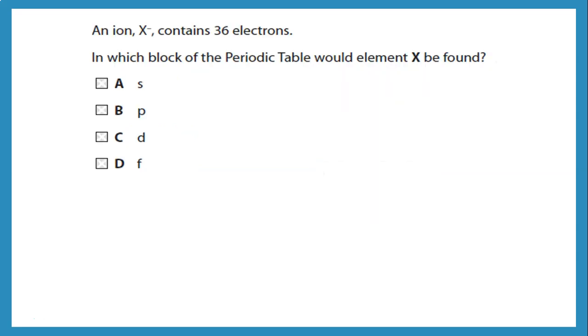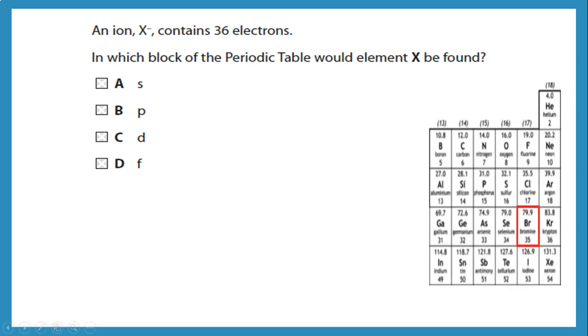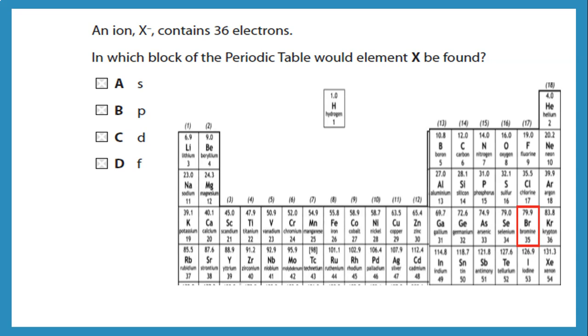An ion X- contains 36 electrons. In which block of the periodic table would the element be found? Okay, X- means it is something that has gained an electron, so originally, instead of 36, it should have 35 electrons. So we're looking in the periodic table for something that has atomic number 35. Of course, that is bromine. Now he's asking in which block.